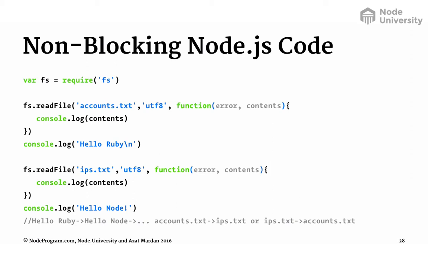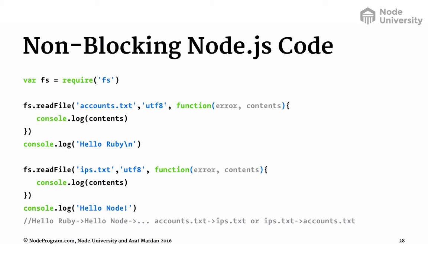So the output of this code, and again, you have the source code, go and run it, see what results you have. So the results should be hello Ruby, hello node, and then depending on which operation, what file is larger, which operation finished faster, you will see either accounts or IPs first. So we have a race condition here because the operation is not deterministic in terms of time. And then we also don't have the data right away, we need to wait.